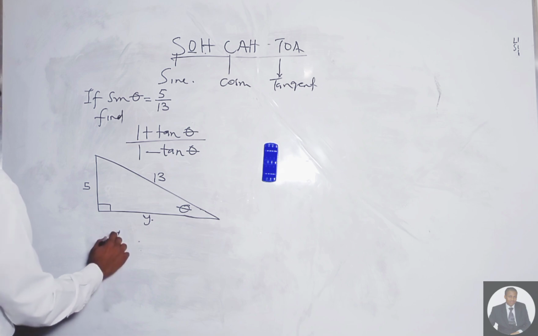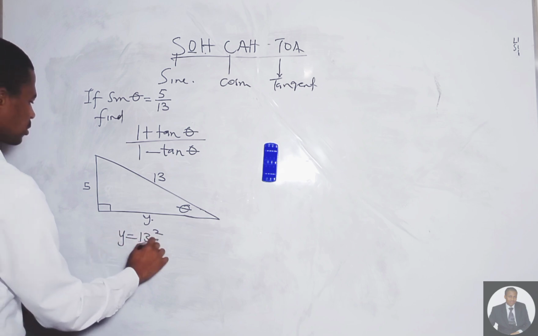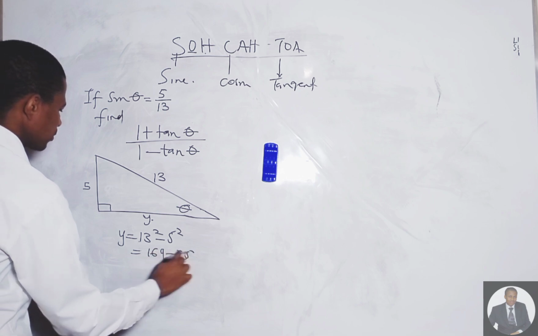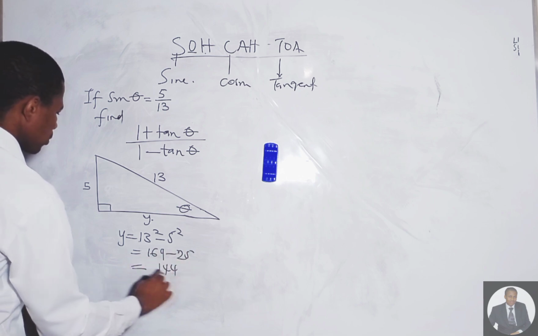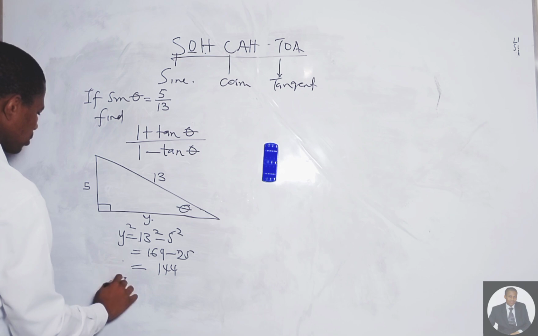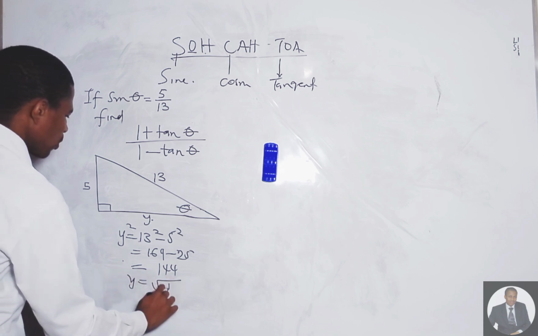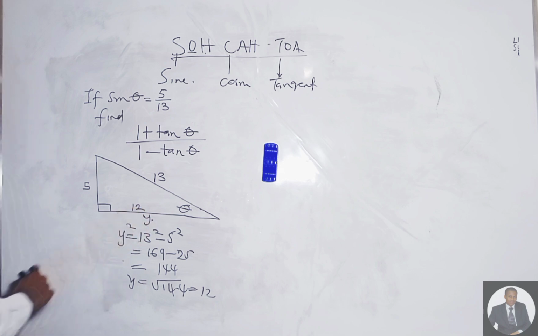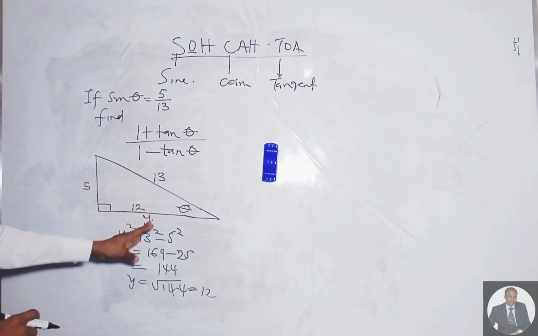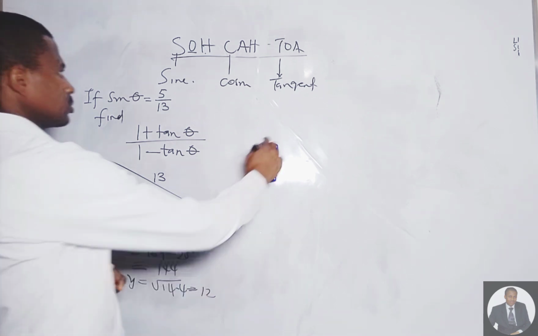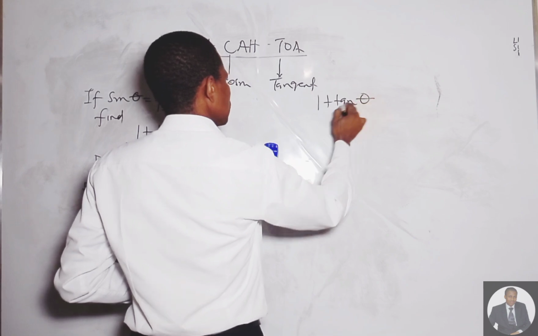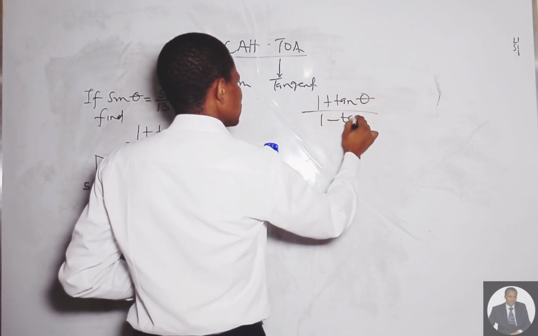Let's call it y. So y squared will be 13 squared minus 5 squared. That's 169 minus 25, and that will give us 144. So y will be the square root of 144, and that will be 12. So it means this side is 12. So now we can solve the question. What question? This question, 1 plus tan theta over 1 minus tan theta.